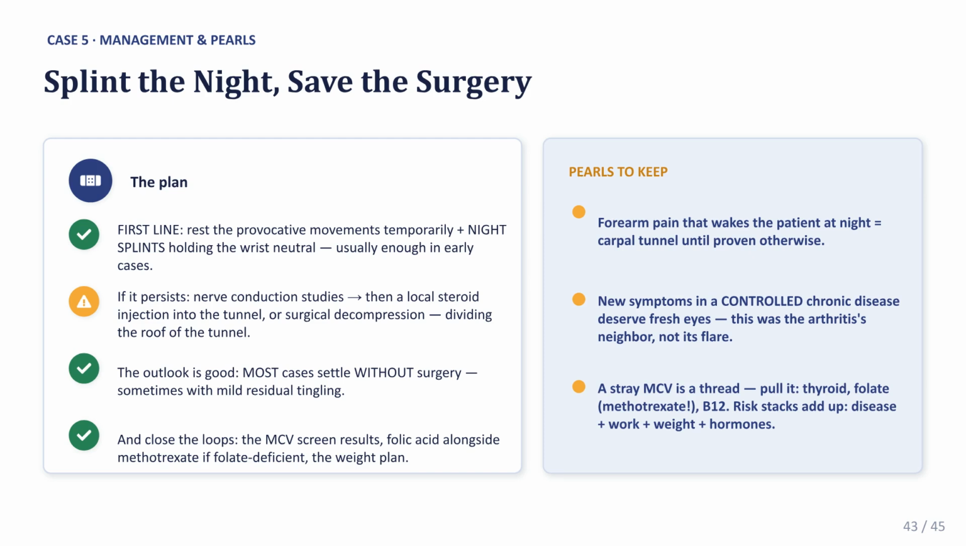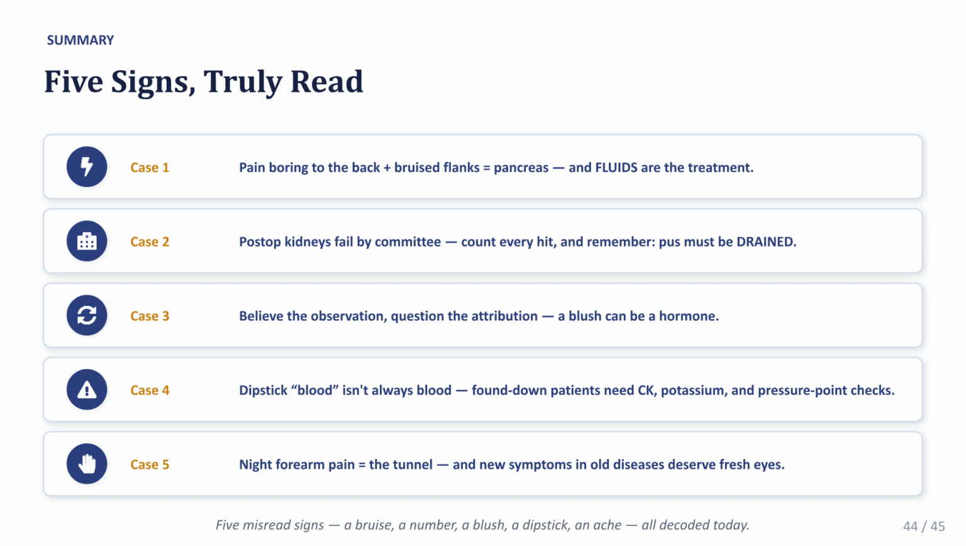Remember, night forearm pain is carpal tunnel until proven otherwise. Always give fresh eyes to new symptoms in chronic disease, and always pull the thread of a stray blood count. Here is our summary. We have practiced identifying the true signal beneath confusing signs, from abdominal pain to postoperative failure and nerve compression. Each case highlights the importance of reevaluating the initial attribution. Keep these 5 lessons with you for every new patient you encounter in your clinical rounds.